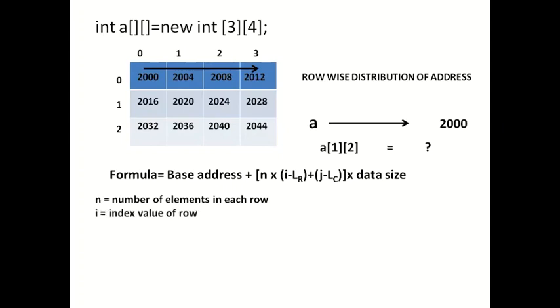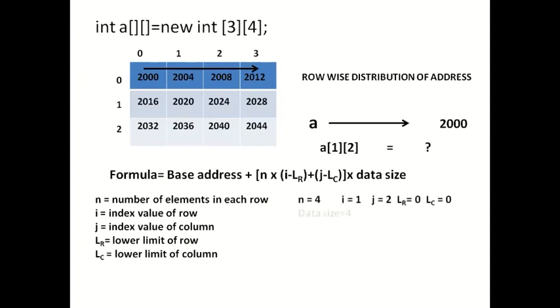Then I refers to the index value of row. Like in this case, we have an array A, and we are looking for the address A1 of 2. So in A1 of 2, the 1 refers to the row and 2 refers to the column. So the value of I is going to be 1 and the value of j is going to be 2. j refers to the index value of column, LR refers to the lower limit of row, and LC refers to the lower limit of column. Lower limit of row means the index from where the first element starts. You can see from this figure that the lower index of row and column both are 0.